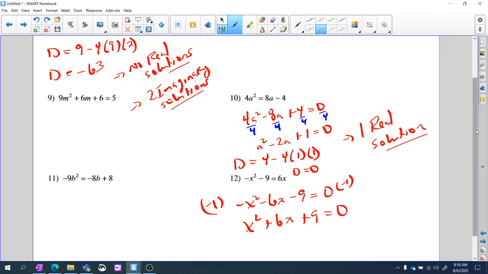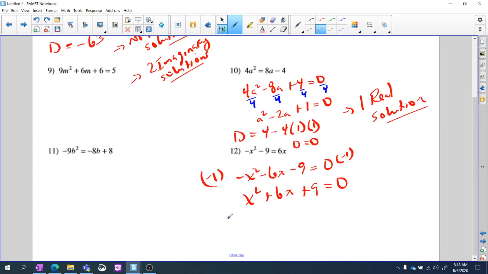Do a quick check on my discriminant. My discriminant is b squared, subtract 4 times a times c. My discriminant is going to be 0, so that's the same as the one I just did up above. One real solution. Let me try to find one here where I get something different. This one should be good.